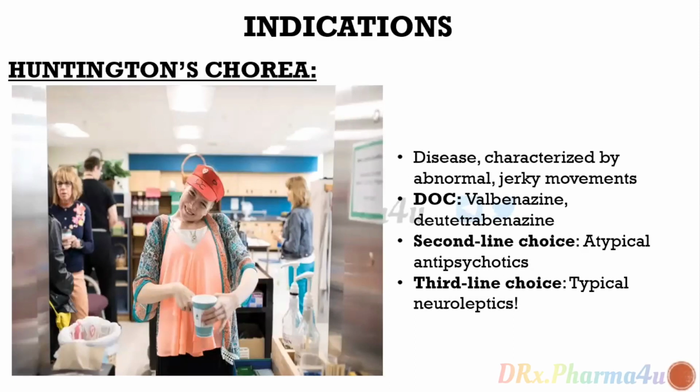Then we come to a condition known as Huntington's disease, also known as Huntington's chorea. As you can see from the image, this is a girl who has Huntington's disease. If you look at the picture, you can understand that this person is having abnormal jerky movements. Huntington's disease is a condition in which you have abnormal jerky movements, and those abnormal jerky movements are known as chorea, C-H-O-R-E-A. The drug of choice is valbenazine or deutetrabenazine, which are VMAT2 inhibitors. The second line choice is atypical antipsychotics, and the third line choice is typical antipsychotics.